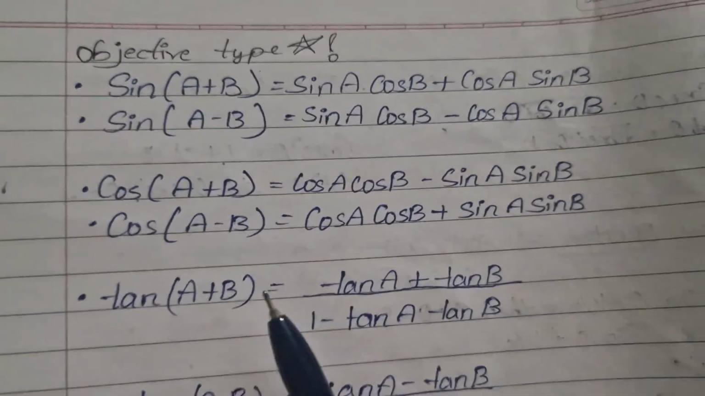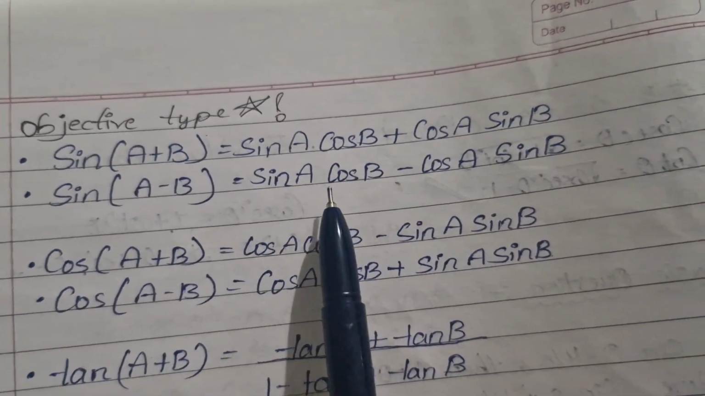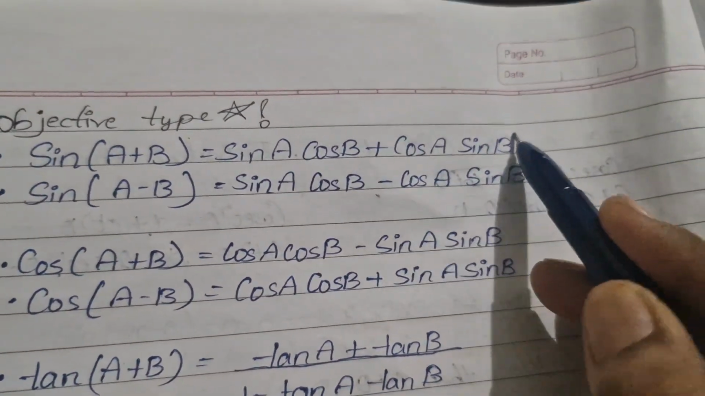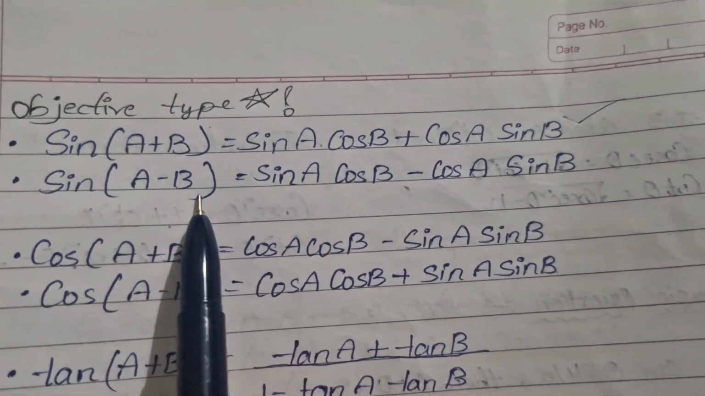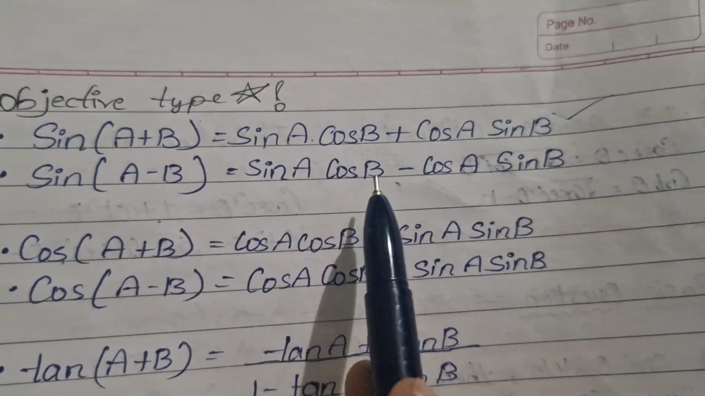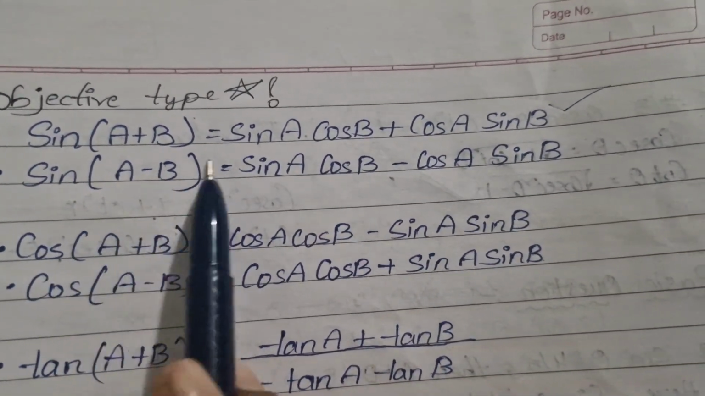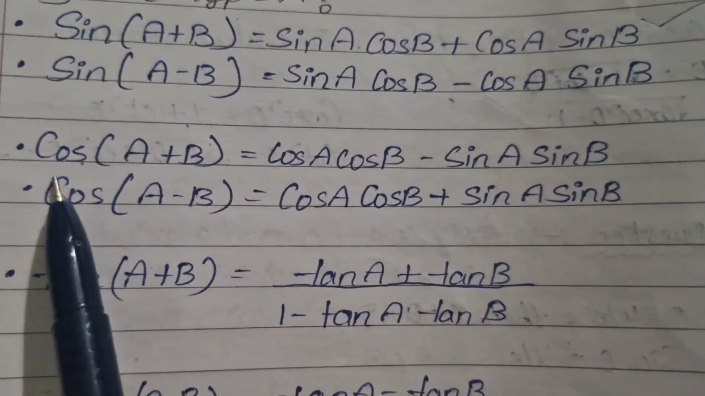So let us start. Sin (A plus B) is equal to sin A cos B plus cos A sin B. This is the first formula of ours. And the second one is sin (A minus B) is equal to sin A cos B minus cos A sin B. So this is for the subtraction.